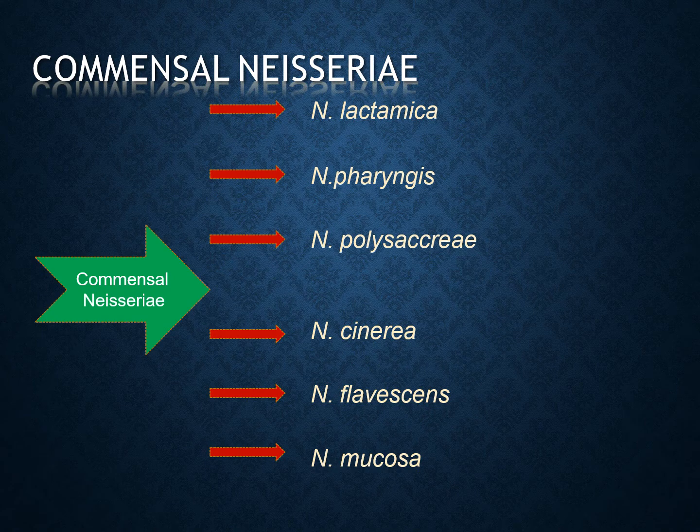These are some of the commensal Neisseria present in the body: Neisseria lactamica, Neisseria pharyngis, Neisseria polysaccharea, Neisseria cinerea, Neisseria flavescens, and Neisseria mucosa.